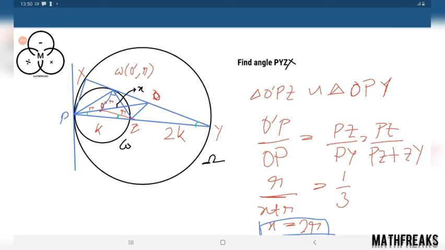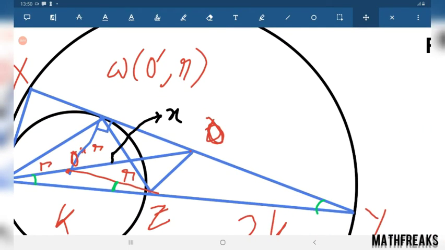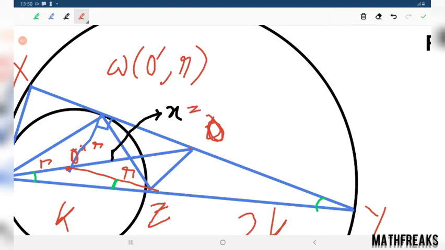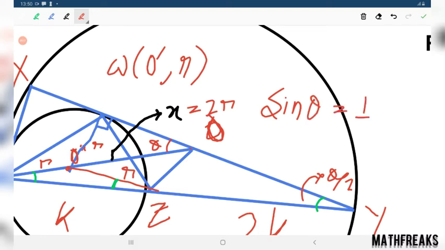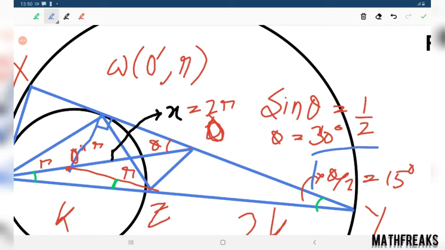Now we are done. This is a right angle triangle, with x equals 2r. So sin theta, if this is theta, this will be theta by 2. Sin theta is equal to 1 by 2. This is definitely an acute angle. This will be 30 degrees, and theta by 2 will be 15 degrees, which is our answer.